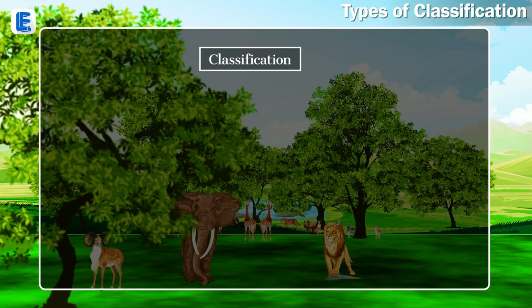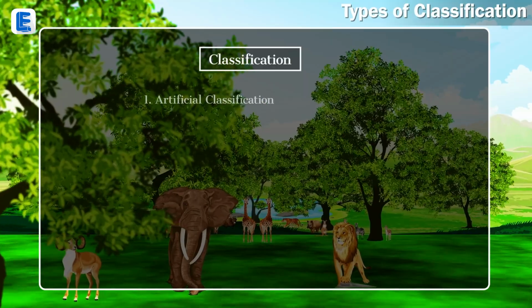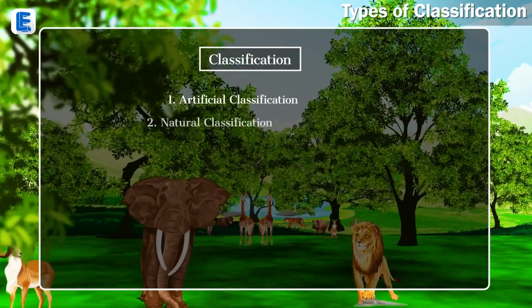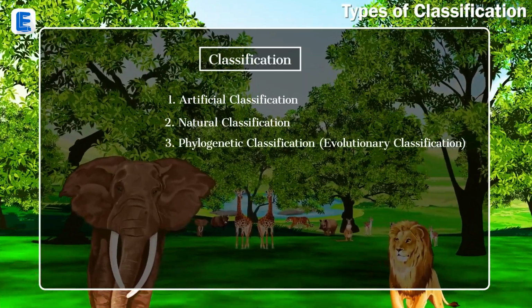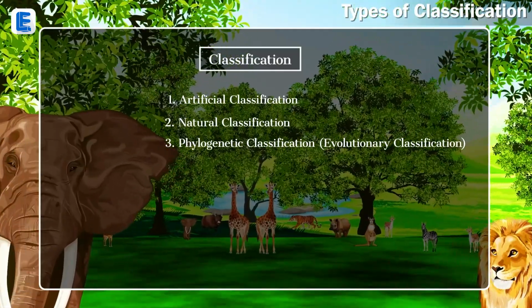Classification has been divided into 3 types: artificial classification, natural classification, phylogenetic classification, or evolutionary classification.